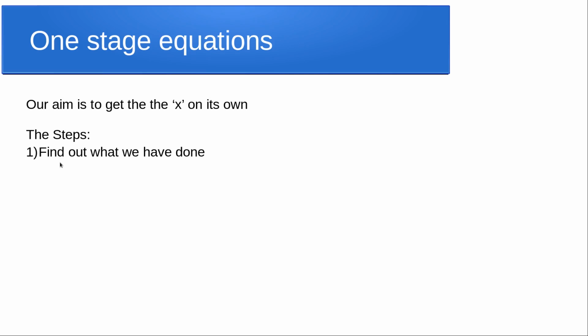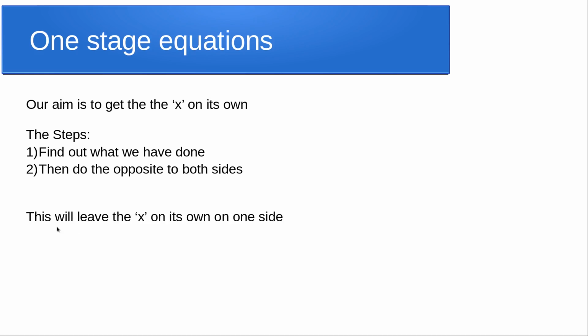The first thing we do is we find out what has been done to the x, and then using what we know from the last video we do the opposite to both sides. This will leave the x on its own because we've cancelled out what we were doing to the x, and it will change the value of the other side. Okay, let's look at some examples.